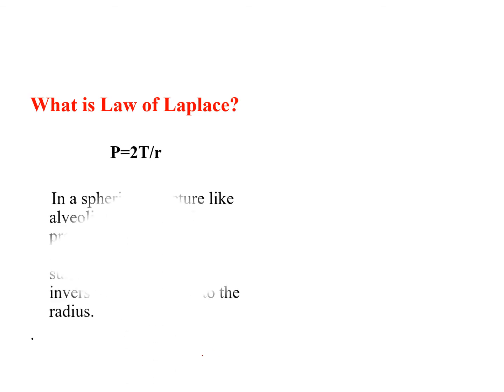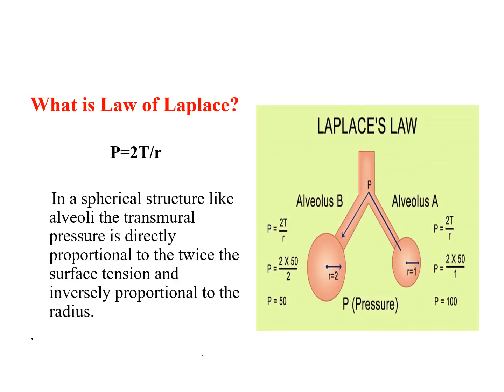The law of Laplace is defined as: in a spherical structure like the alveoli, the transmural pressure is directly proportional to twice the surface tension and inversely proportional to the radius. Here is the spherical structure of the alveoli. The transmural pressure means the pressure difference between inside the alveoli and outside the alveoli, indicated as capital P. And 2T denotes twice the surface tension.